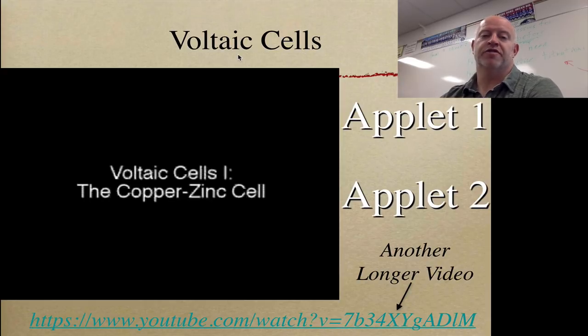Okay, so here's our first step into that process. Now that we know redox, how do we actually get current to flow? And we do that by using voltaic cells. So we're going to watch the little video here, and then once we're done with the video, we're going to go into a couple of applets to look at it in a little bit more detail, and we'll go from there.